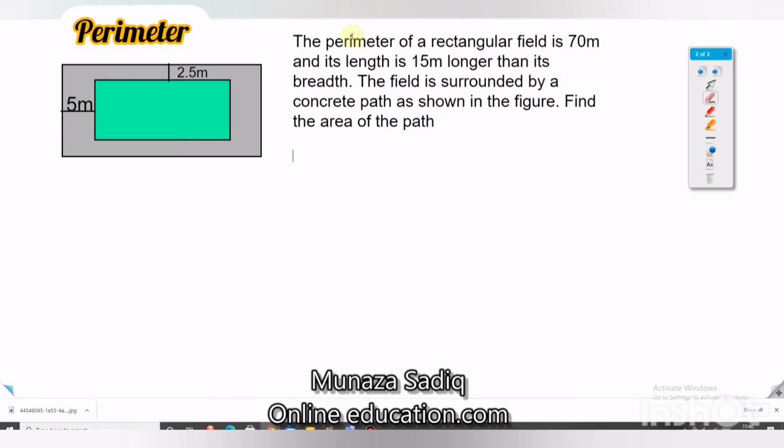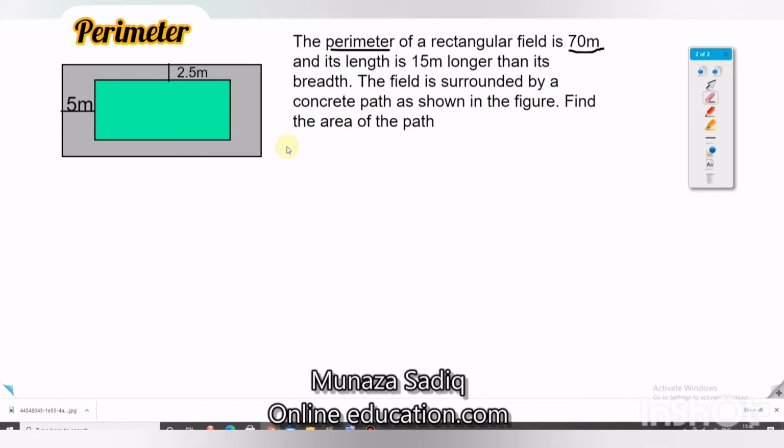The perimeter of a rectangular field is 70 meter. In this question, the rectangular field's perimeter is given. The first step is to note down the basic information given in the question, that is perimeter 70 meter, and second, that its length is 15 meter longer than its breadth. So length is not given, and length is 15 meter longer than its breadth, but breadth is not given.